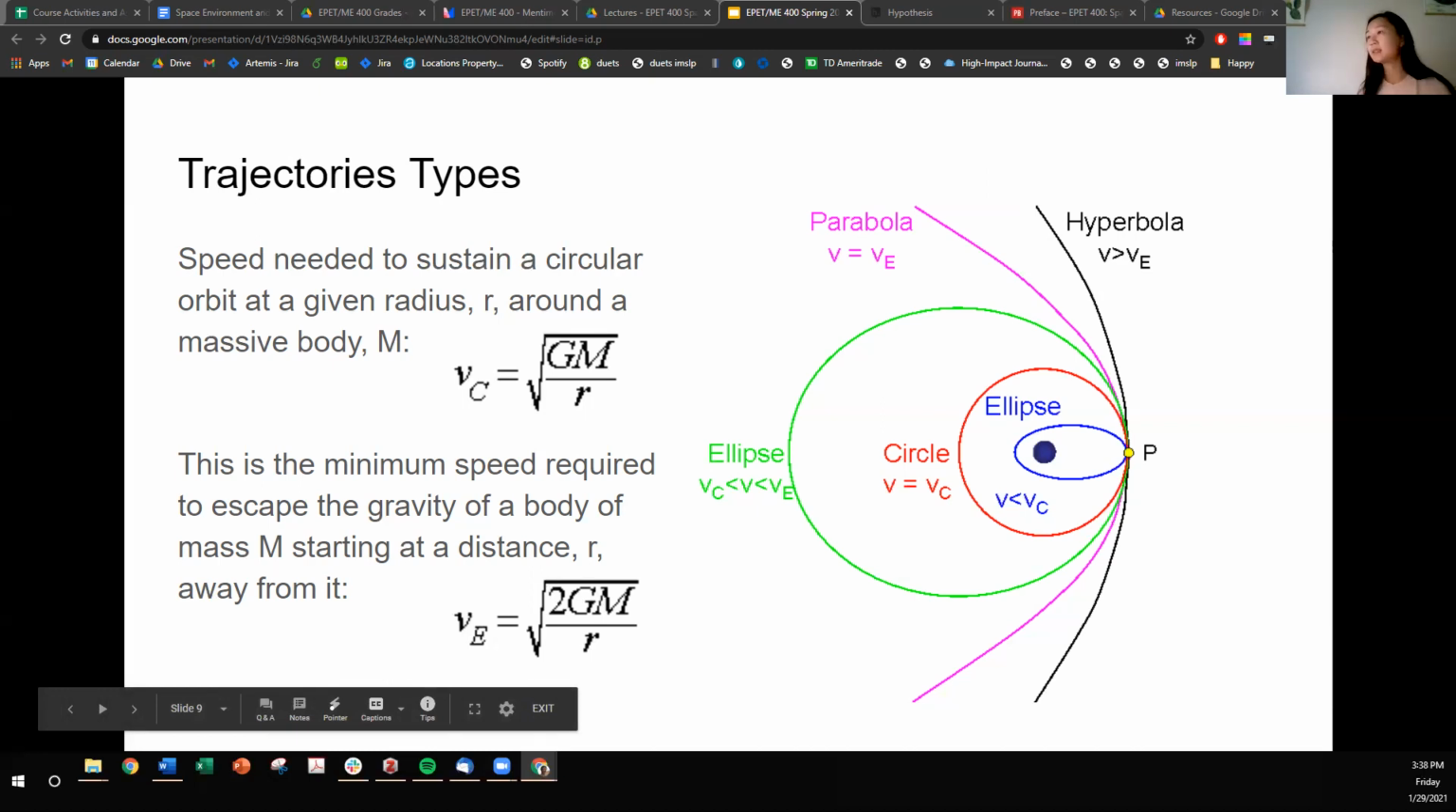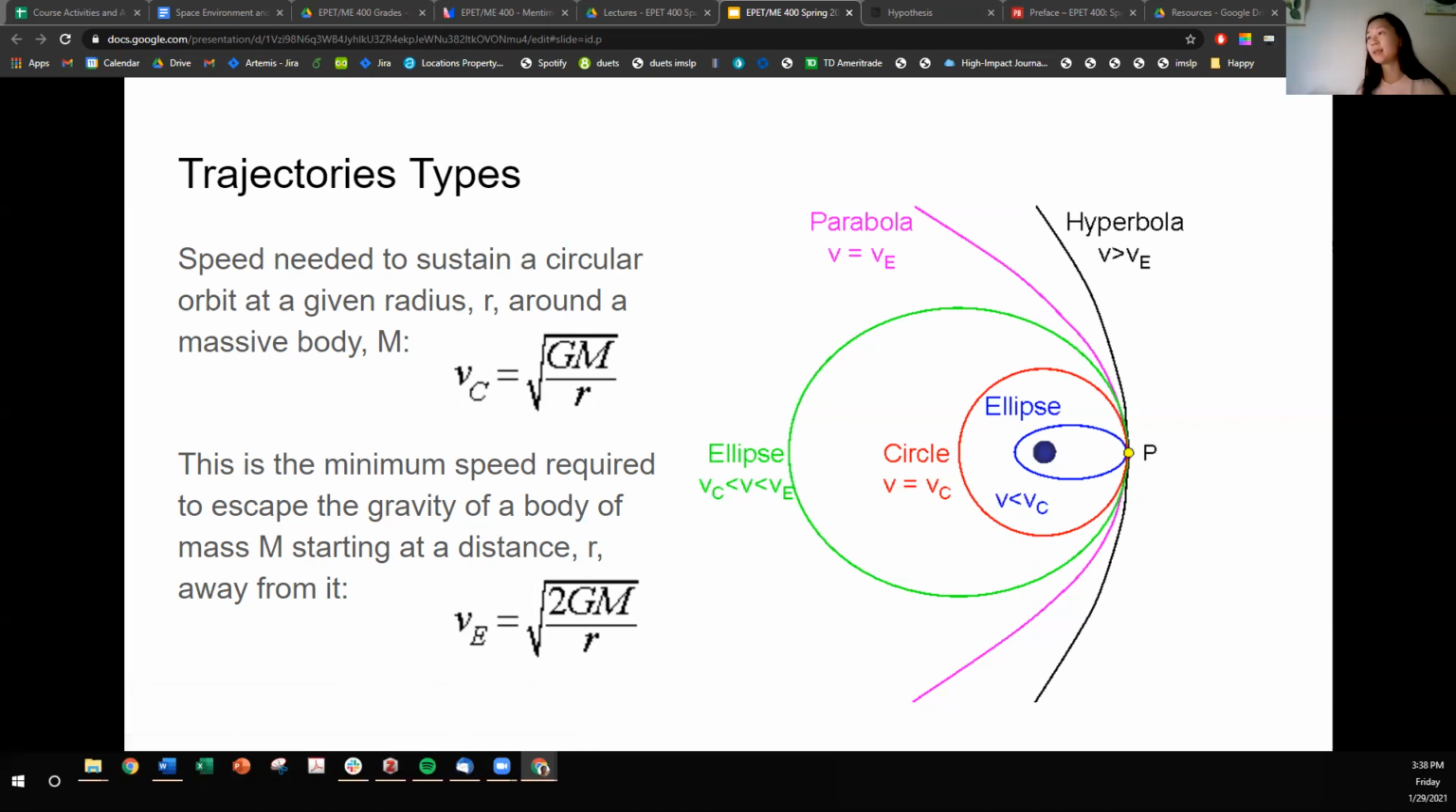To give you some estimates or approximations of these values, at Earth's surface, the circular velocity would be 7.9 kilometers per second. The escape velocity for Earth, if you're trying to escape from Earth's surface, is 11.2 kilometers per second. And that's kilometers per second. It is extremely, extremely fast.